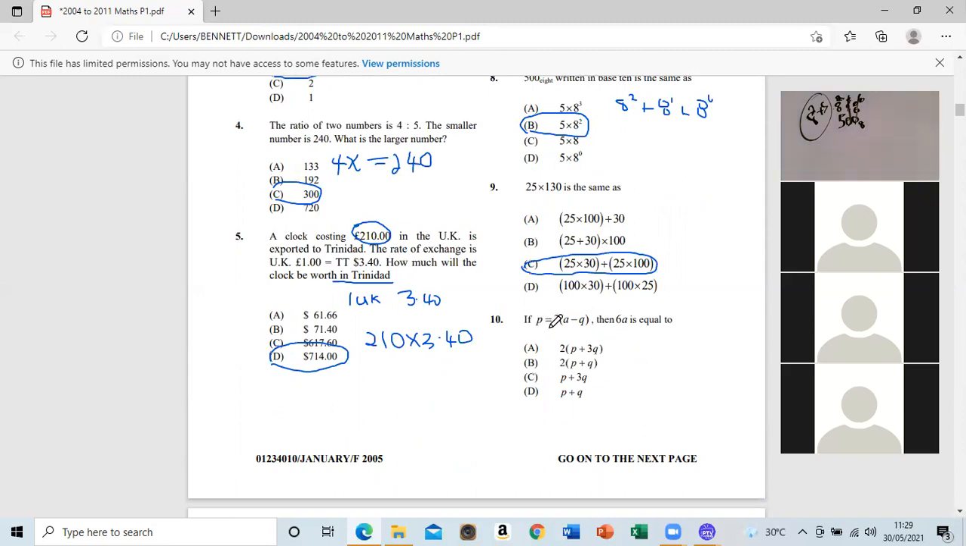All right. If I did this in class already, you know. If P is equal to 3 bracket A minus Q, then 6A is equal to. Who remembers that?